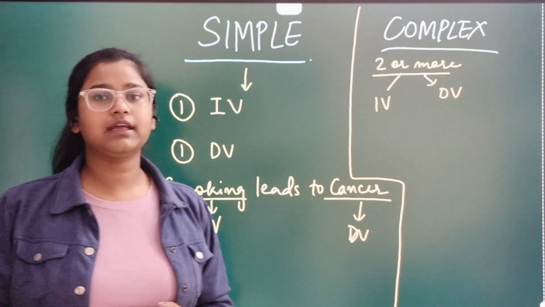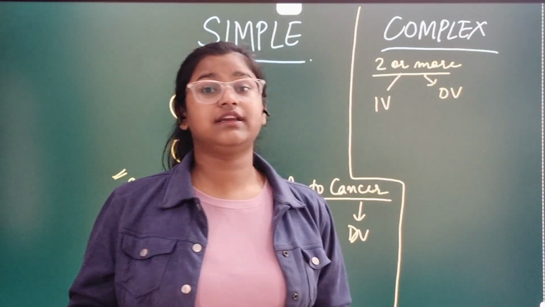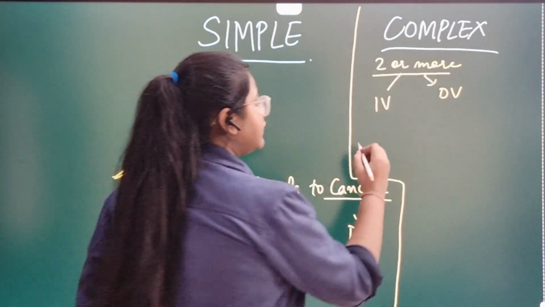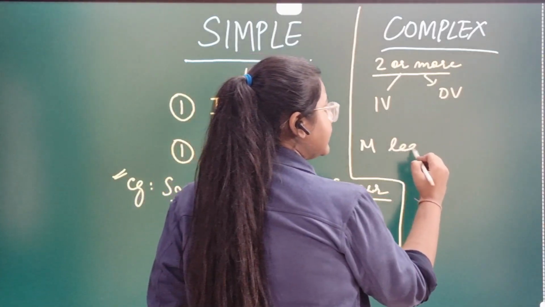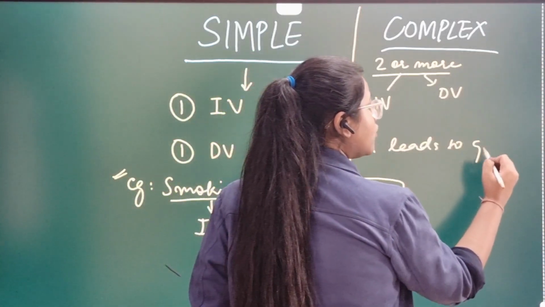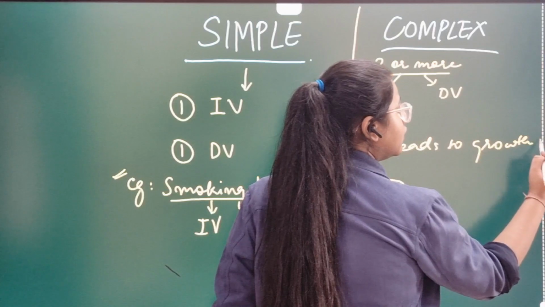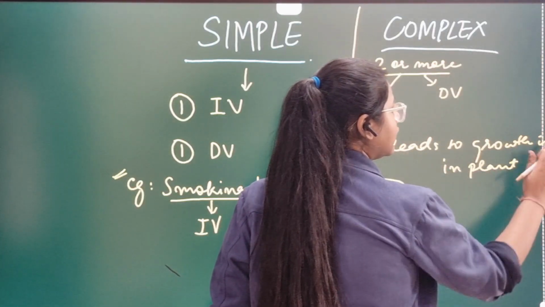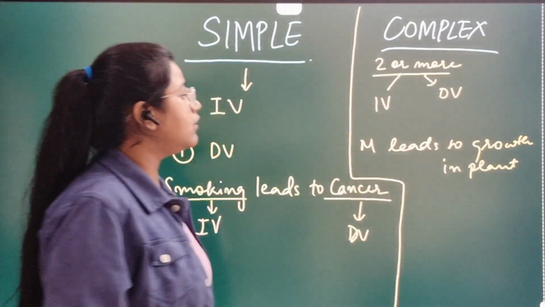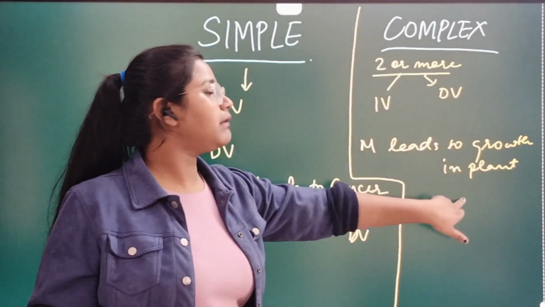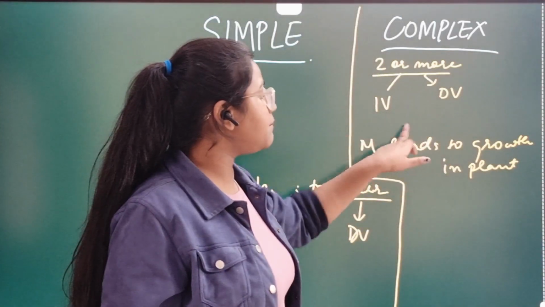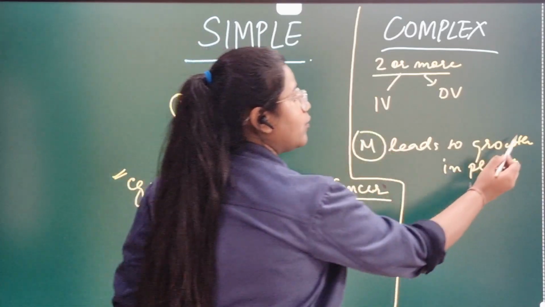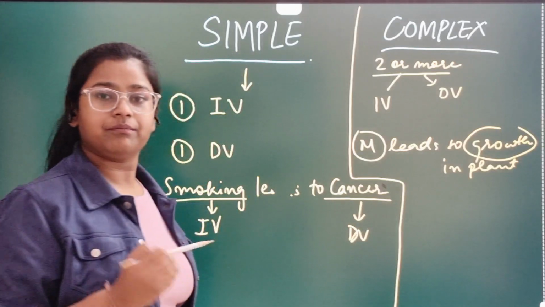Another example that I can take? Yesterday we took an example, right, while discussing hypothesis, that manure leads to growth in plant. Correct? We did it, no? Manure leads to growth in plant. So this is my simple hypothesis wherein I have one independent variable and one dependent variable, correct?